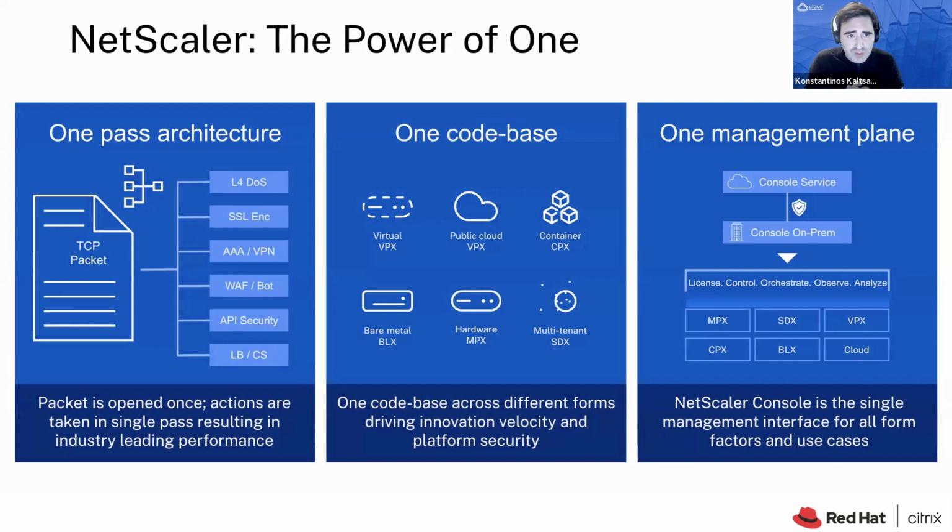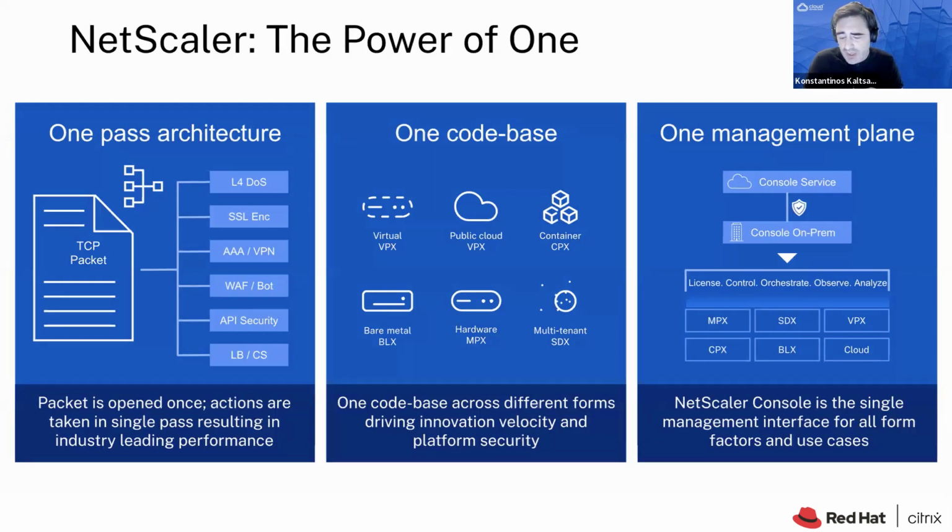We are following something that we call the power of one. What this really means is that we are always trying to keep things simple. And this provides us with benefits when it comes to architectural decisions, performance, the different form factors, or how you interact with NetScaler. So one key point here is that we are following a one-pass architecture.